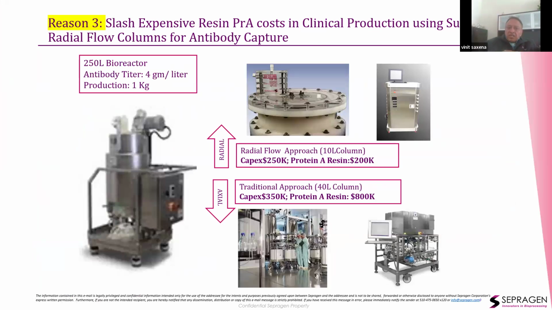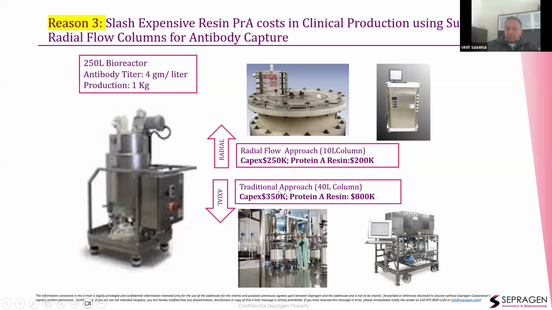Now, reason number 3, why would you use radial flow columns? Well, I had said in the beginning that you could actually save a tremendous amount of money on expensive resin costs like protein A resin. Well, how can you do that? Well, if we are running 4 times faster, and we've already shown you data for that, and we'll show you more, then instead of using, say, in a traditional case, here's the test case from an actual customer.